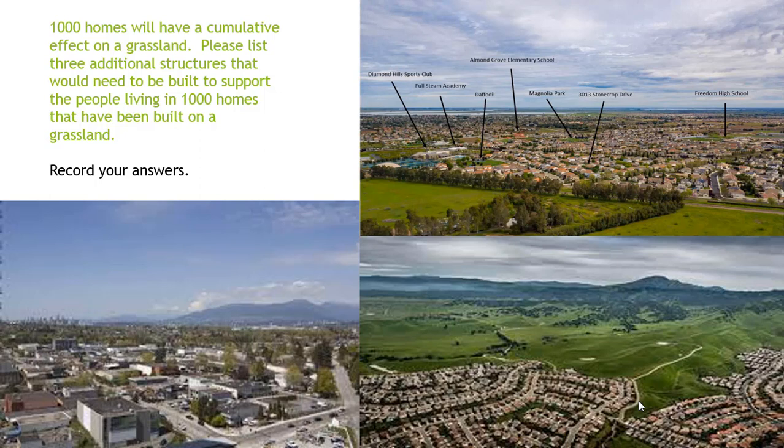So some of those structures are in this video. So we have Diamond Hill Sports Club. We have Full Steam Academy. We have Almond Grove Elementary School. We have Magnolia Park, we have Stonecott Drive, and Freedom High School. So those are only a few of the structures that are needed to support 1,000 homes. What are some other things that are needed in an area to support you living in that area or families living in that area? Please record those on your answer document.